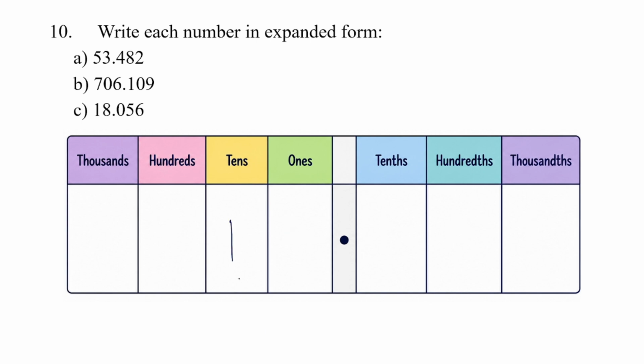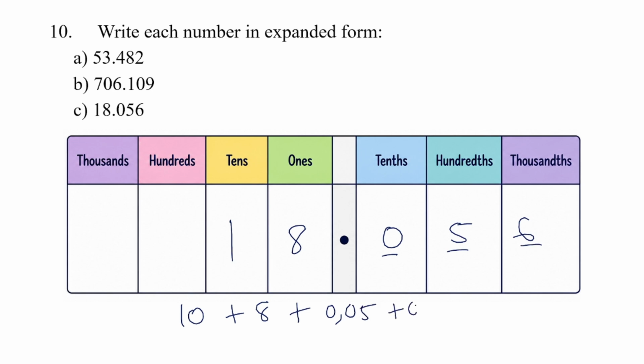Then C, we have 1 ten, 8 ones, then 0, 5, 6, like this. So we have a 10 plus 8, then plus, we don't have tenths, so it's going to be plus the hundredths, 0.05, then the thousandths plus 0.006, like that. Okay.